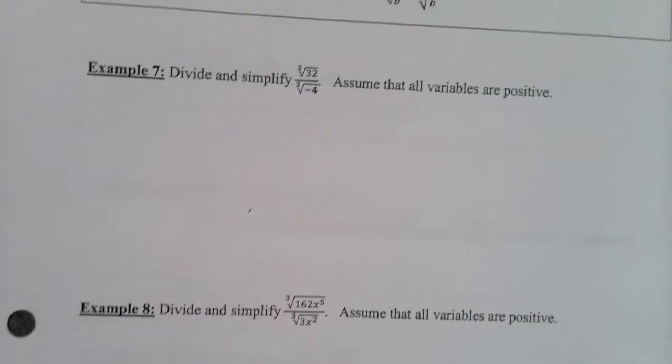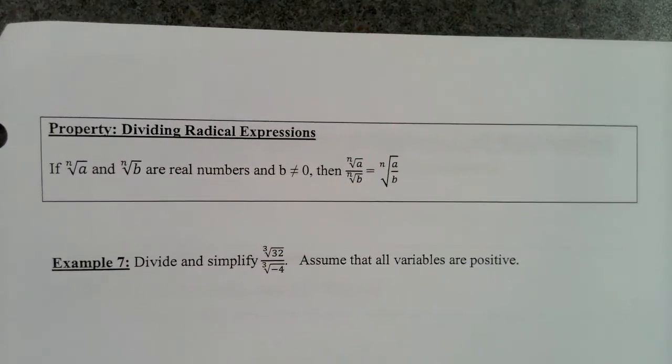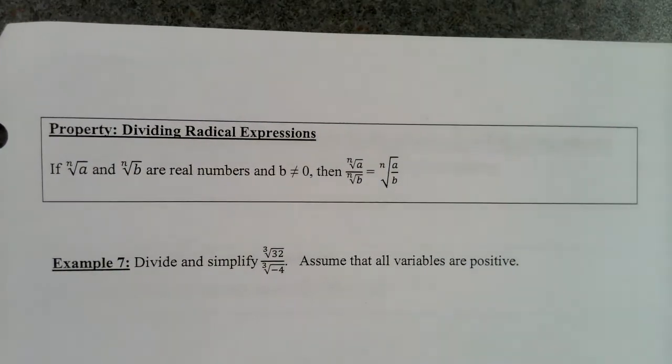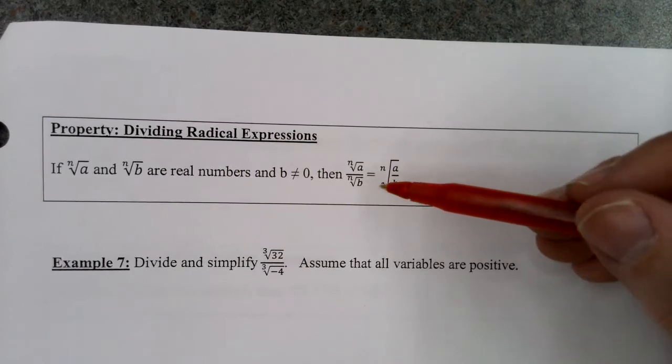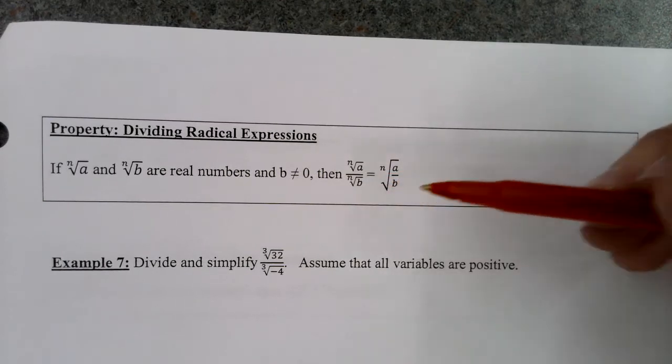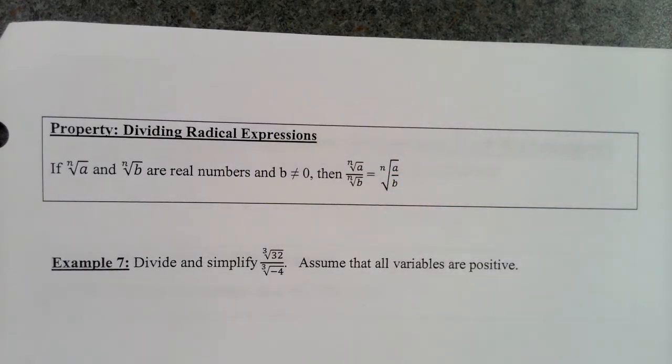Moving on to the next page, we are going to use this property for dividing. If the nth root of A and the nth root of B are real numbers and B is not equal to 0, then the nth root of A divided by the nth root of B equals the nth root of A over B. Now you'll see why that comes in handy in this example right here.